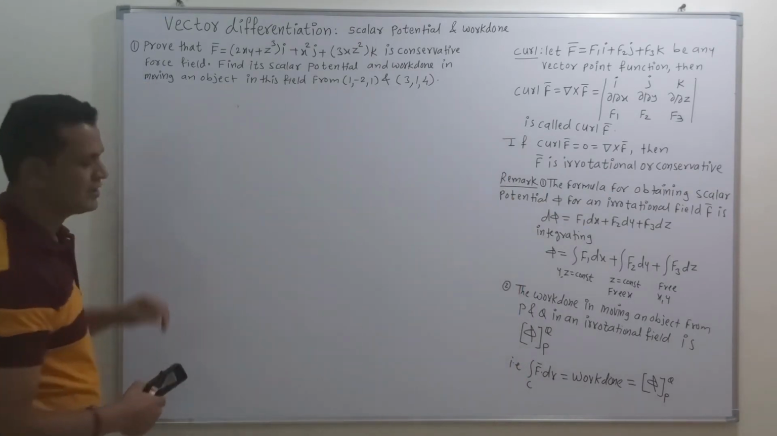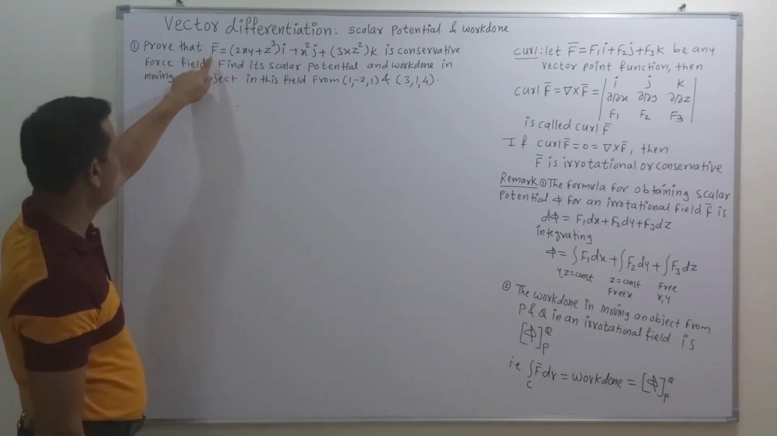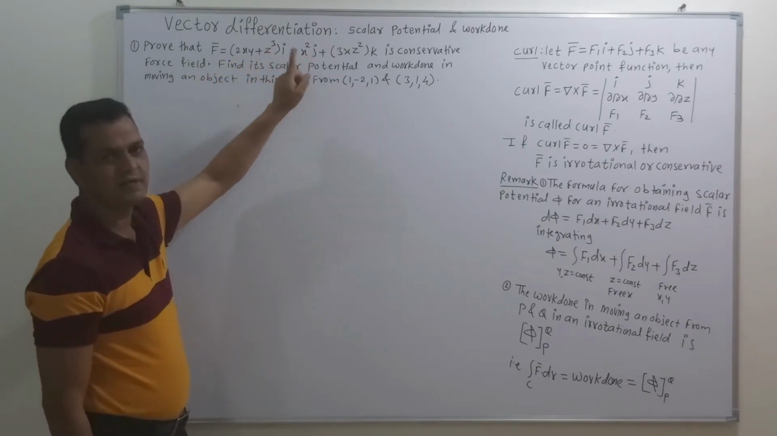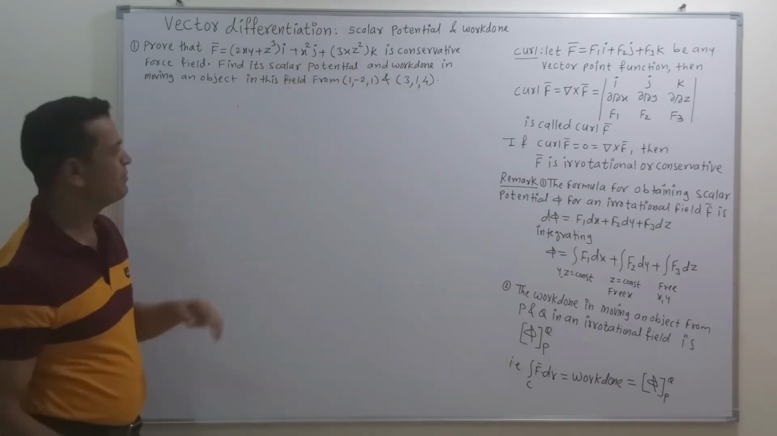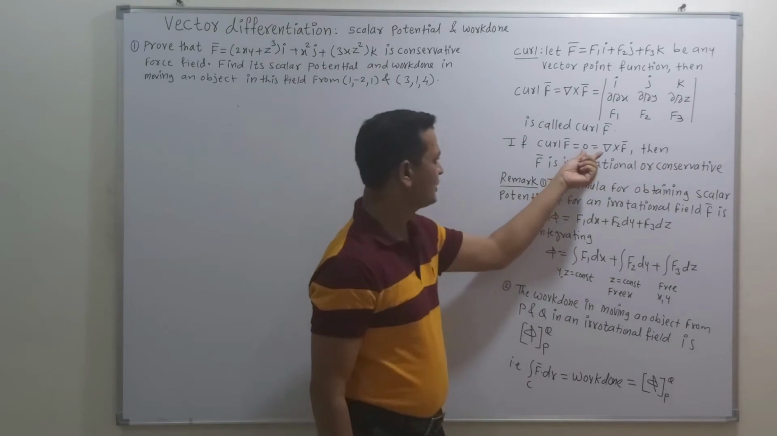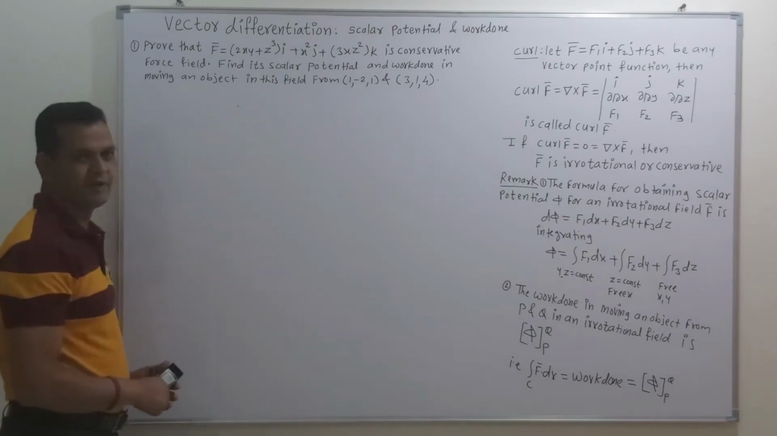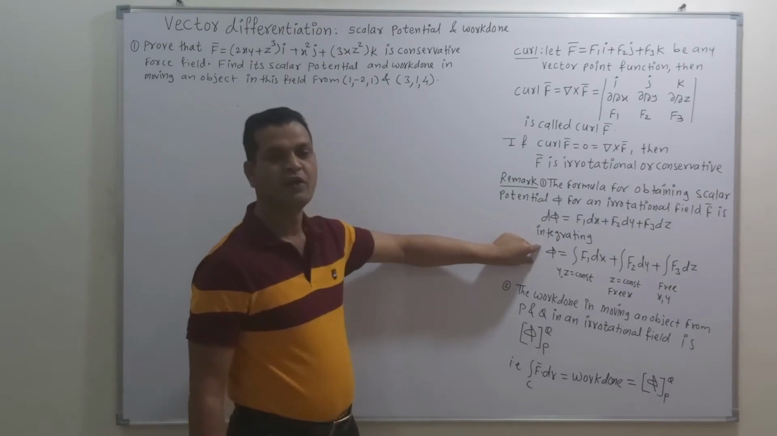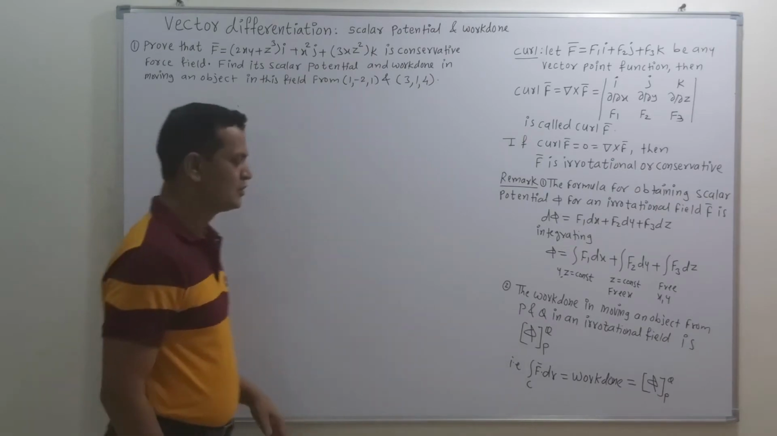Now let's take the first example. Here the first example is: prove that the vector field f bar, which is defined as 2xy plus z cube i plus x square j plus 3x z square k, is conservative. Our first aim is to prove that this vector field is conservative. To prove that, let me show that the cross product del cross f bar, or curl of f bar, is equal to 0. That is the first meaning of the question. Then find its scalar potential, using the formula for obtaining the scalar potential, and the work done. For finding the work done, again use this formula. So let's solve this example.